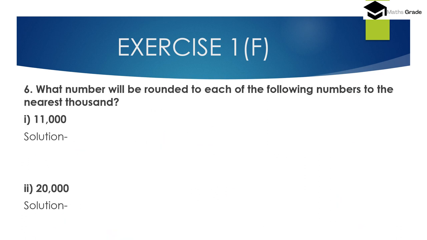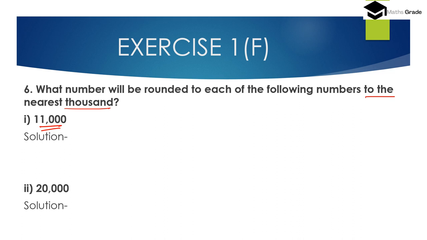Now question number 6. What number will be rounded, for each of the following numbers, to the nearest 1000 to give 11,000? We have to find the numbers that will be rounded up to the nearest 1000. The number will be 11,000.